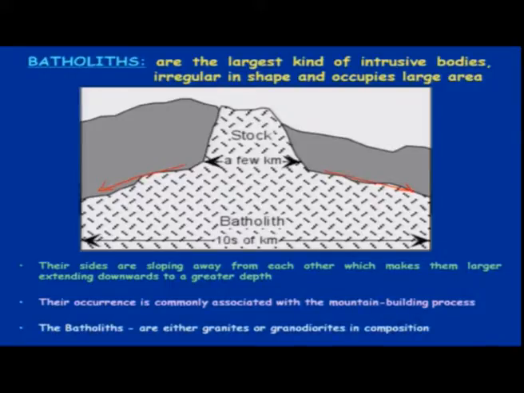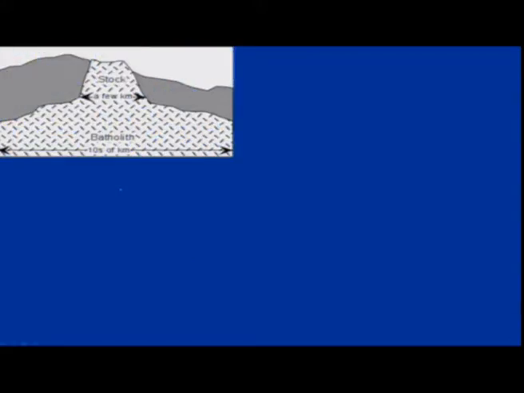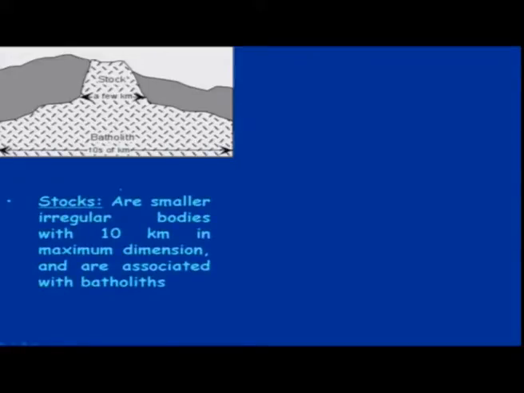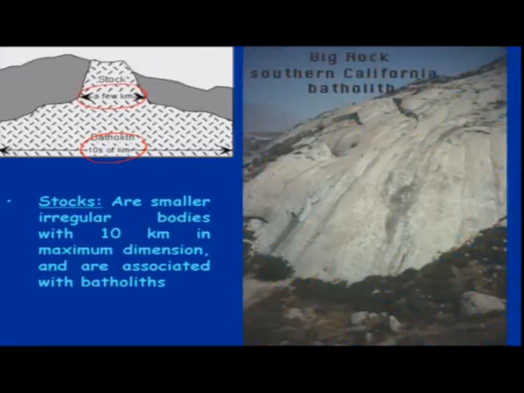The batholiths are comprised of either granite or granodiorite in composition, and another associated intrusive body is the stock. As we were talking about, it will be a few kilometers, maybe around 10 kilometers in maximum dimension, and it is always associated with the batholith. So, the batholith will cover a larger area at the bottom, and on the upper part we will see the stocks. One of the best examples of stock or batholith in the US is in California.